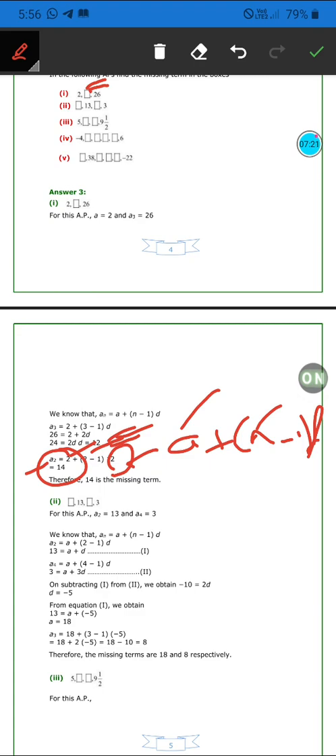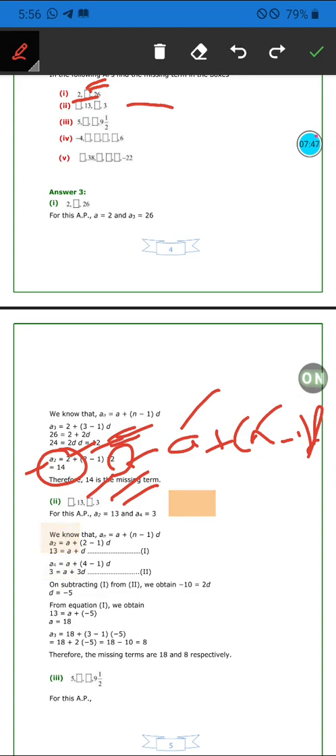In the second question, we don't know the A value, because the first term is empty here. So we don't know A value. But we know A2 is 13 and A4 is 3. So using the A2 and A4 formula, we can easily get the answers.